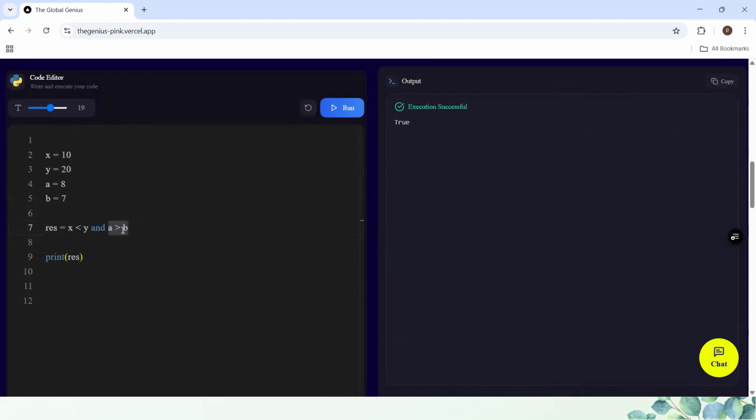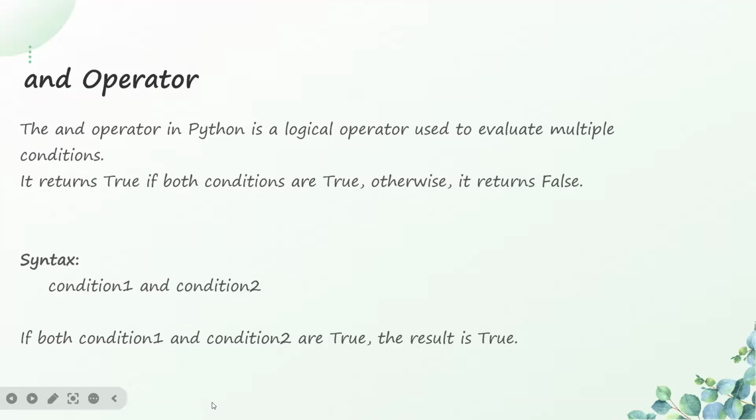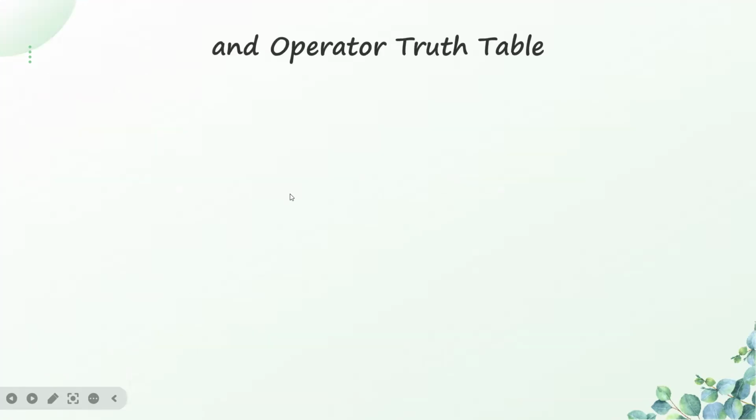If I now take this thing back and say A is equal to B, X is less than Y, which is true, but A is not equal to B, which is false. So since one of them is false, when you're using the AND operator, as long as any of the conditions is false, it will always return false. For it to return true, both conditions must be true. So right now it's going to return false because one of them is false. All right. So if either condition 1 or condition 2 is false, the result will be false. So this is how the AND operator operates.